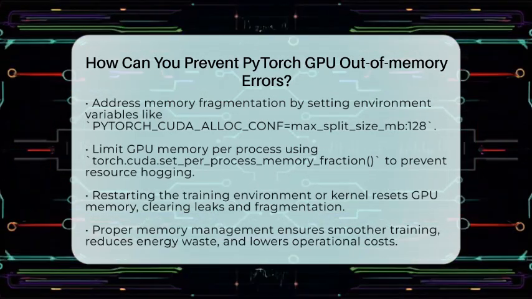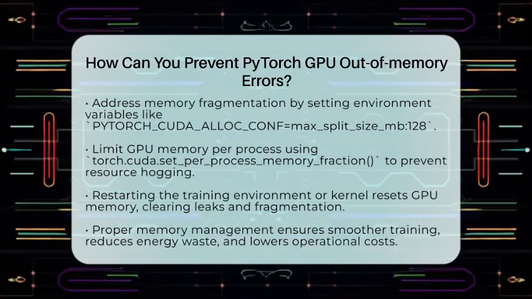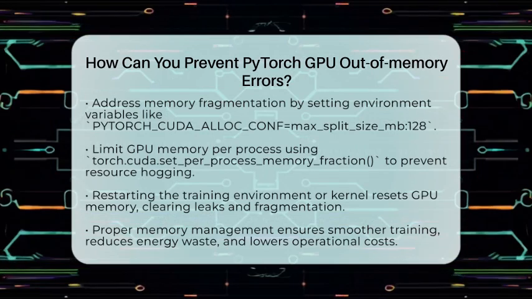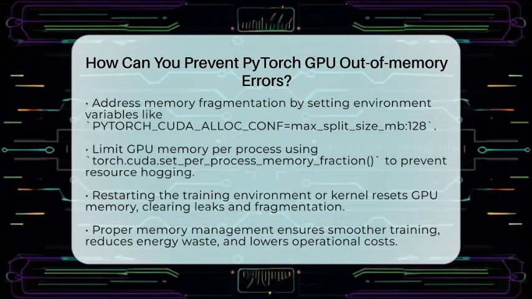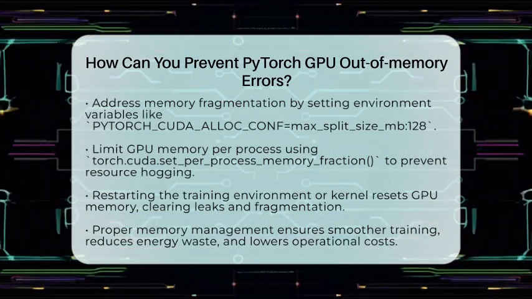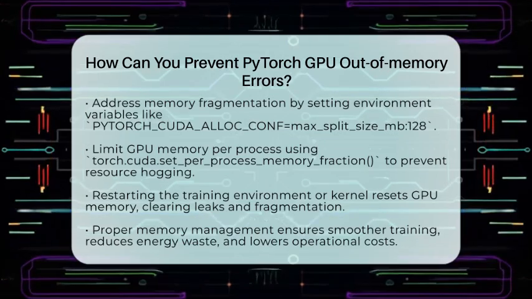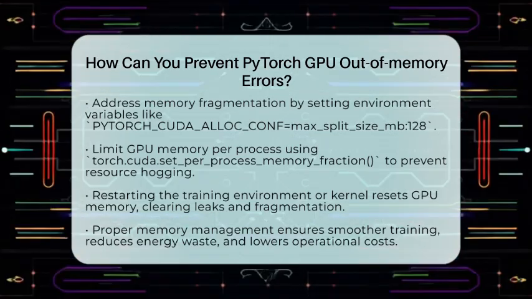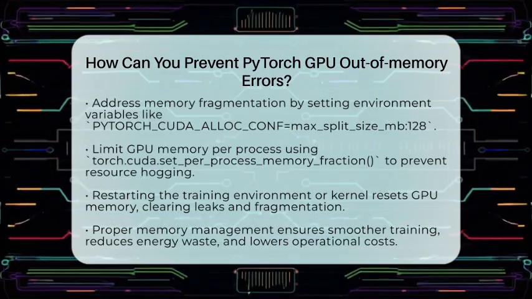In short, to prevent PyTorch GPU out-of-memory errors, reduce batch size, clear caches often, monitor memory use, simplify models, control fragmentation, limit process memory, and restart when needed. These simple but effective steps help you train and run models smoothly without hitting those frustrating memory errors.